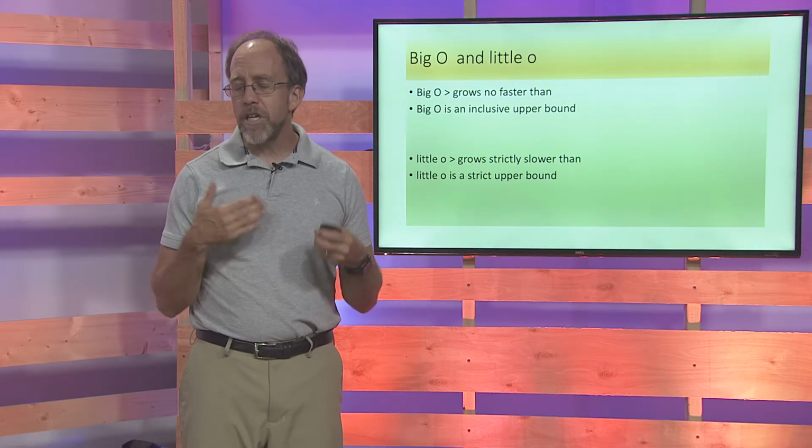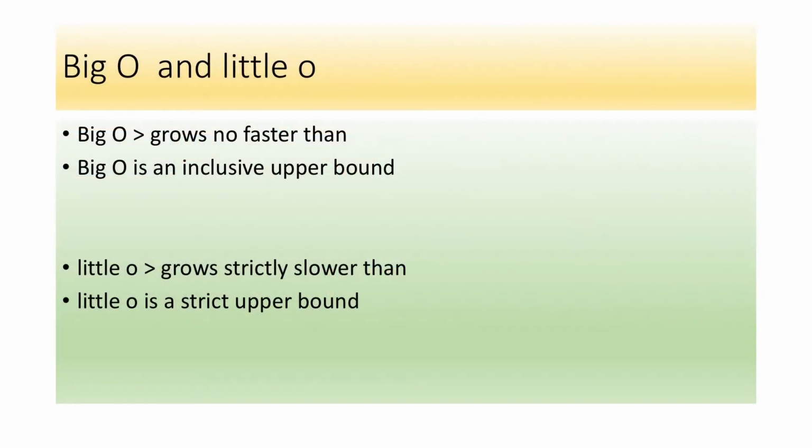So how can I look at this? I can say big O grows no faster than. Big O is an inclusive upper bound. How would I say it? Little o grows strictly slower than. And little o is a strict upper bound. Inclusive upper bound means it's a bound, but it actually can go back and forth with it. Little o, it's always above it.